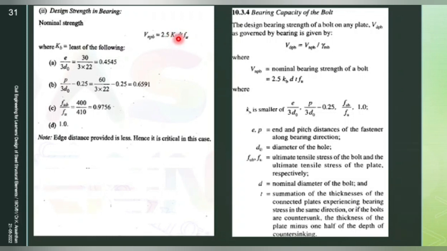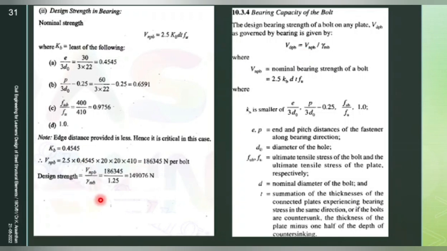What is d here? d is known as the nominal diameter of bolt. What is that? 20. And what is t? Thickness of plate, same 20. And what is fu? Ultimate strength. Around 186.34 you will be getting. So make it kilonewton. If you divide by the factor of safety, how will you find design strength? Divided by 1.25, 149 kilonewton.